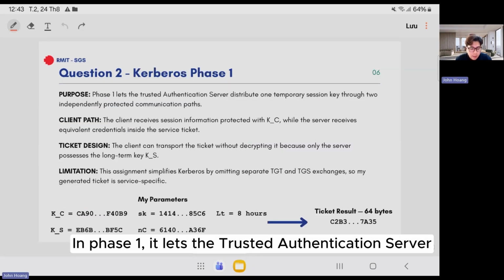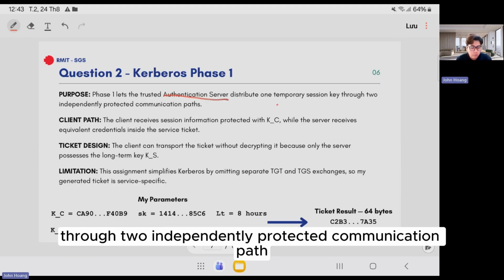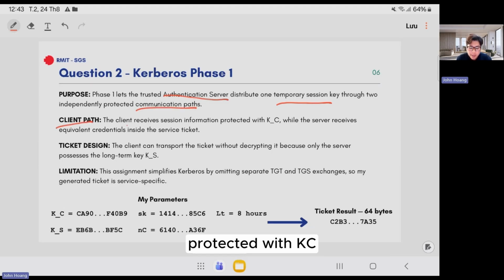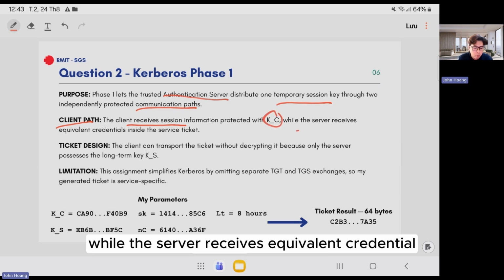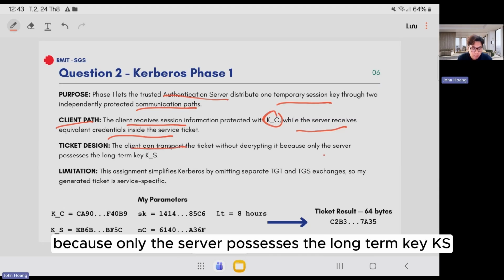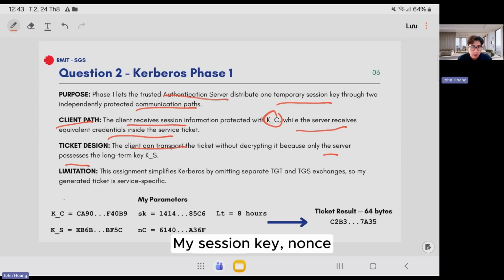In phase 1, the trusted authentication server distributes one temporary session key through 2 independently protected communication paths. On the client path, the client receives session information protected with KC, while the server receives equivalent credentials inside the server ticket. The client can transport the ticket without reading it because only the server possesses the long-term key KS. My session key, nonce, lifetime, and final 64-byte ticket are shown at the bottom.